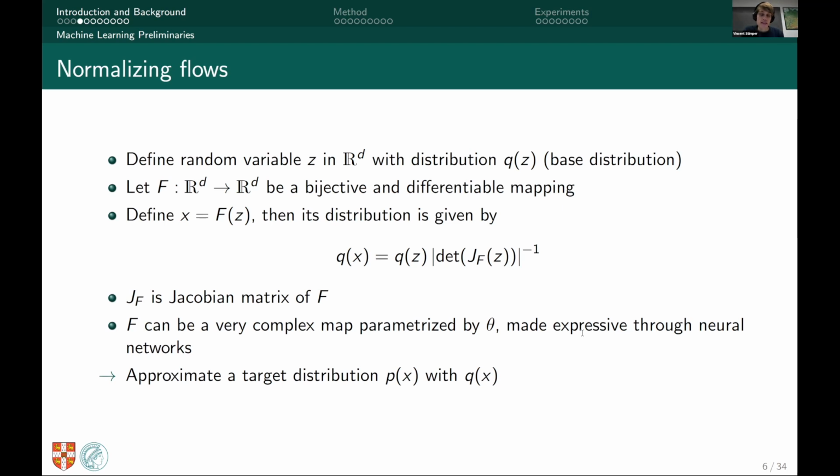Since f can be a very complex map, which could also be parameterized by some parameters or even by neural networks, we can more or less express any distribution that we want with this approach. And if we can do that, then we can also try to approximate a target distribution p(x) with our flow model, q(x).